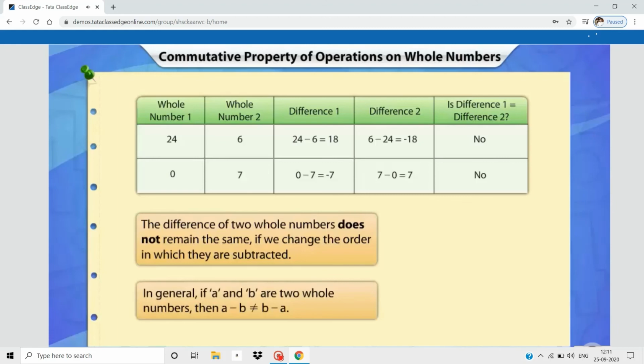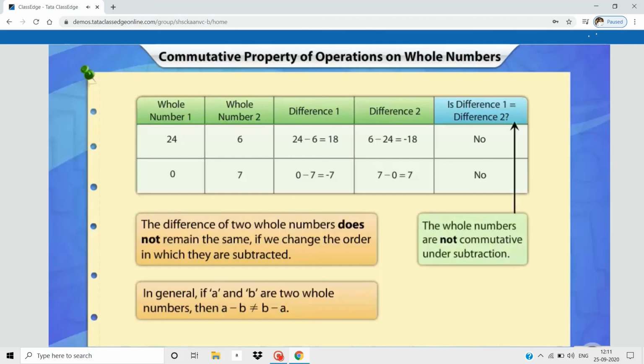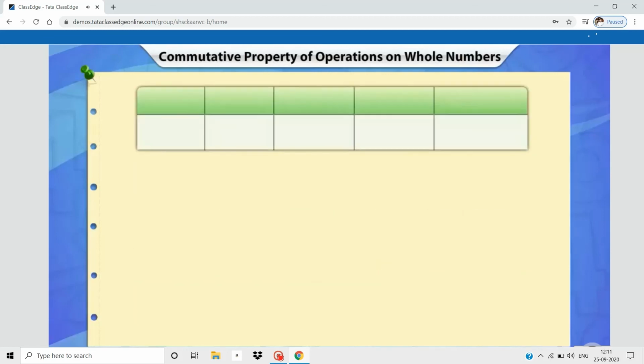In general, if A and B are two distinct whole numbers, then their difference, A minus B, is not equal to B minus A. So, the whole numbers are not commutative under subtraction. Now let us try to find out whether the whole numbers are commutative under multiplication.